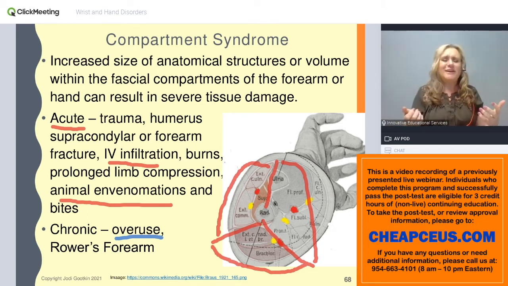I read a case study of a woman who randomly one day did 100 push-ups, and she had never done that before. She developed compartment syndrome because there was so much metabolic activity and fluid buildup in the area. My first thought was, how do you go from 0 to 100 on push-ups? That was a whole other thought. It did bring up the point, though, that overuse of the muscles can create a compartment syndrome, sometimes called rower's arm.